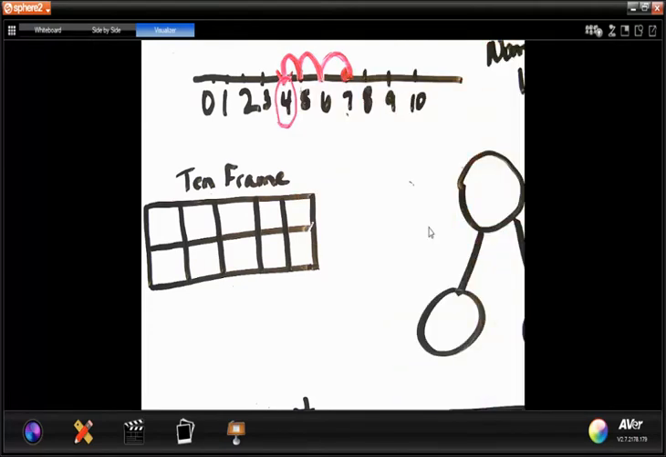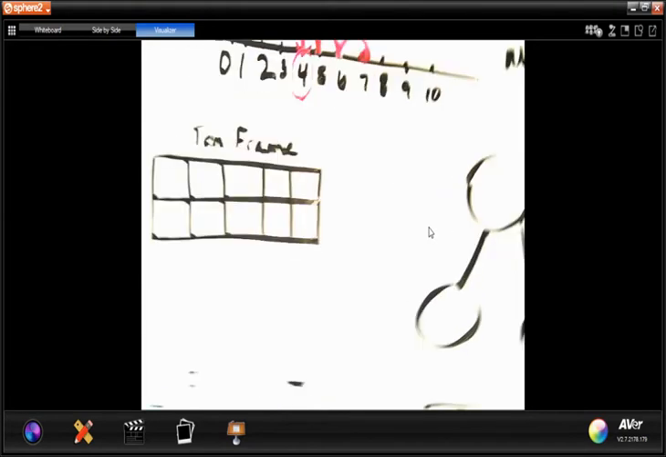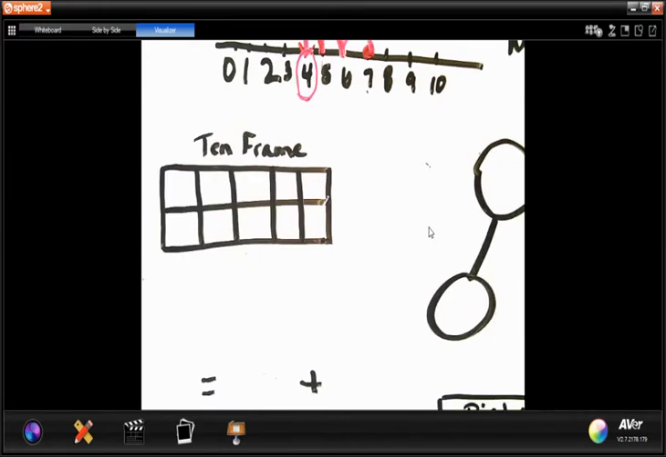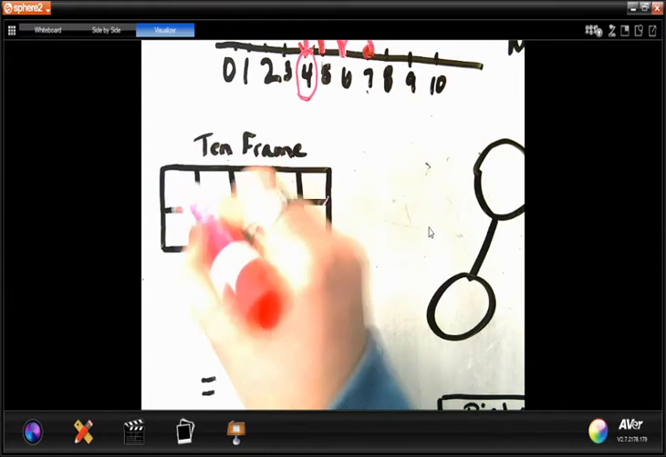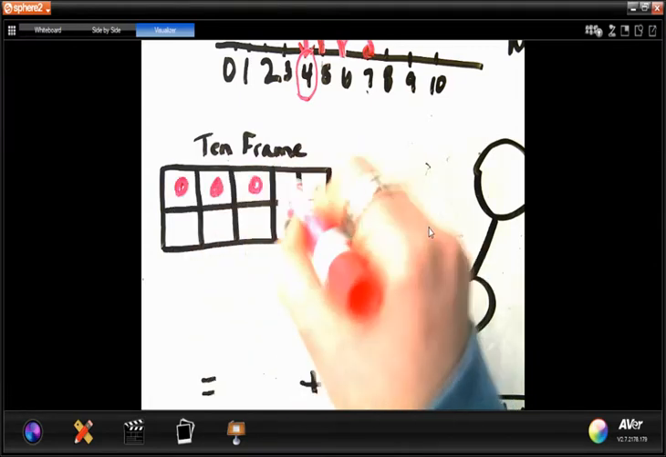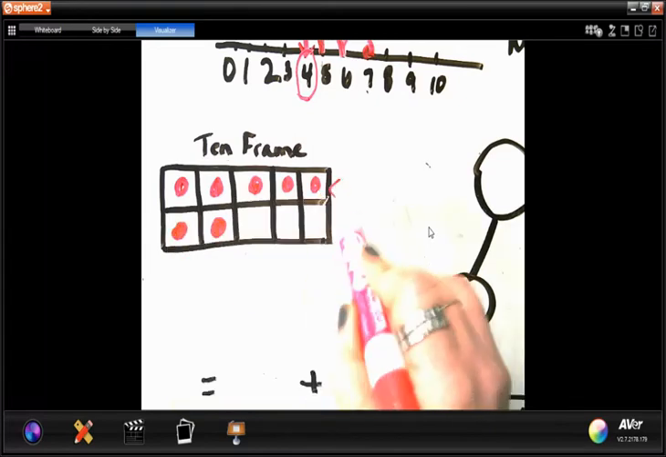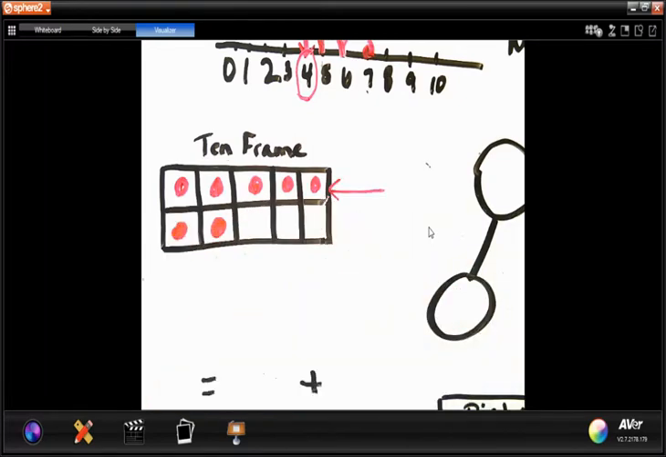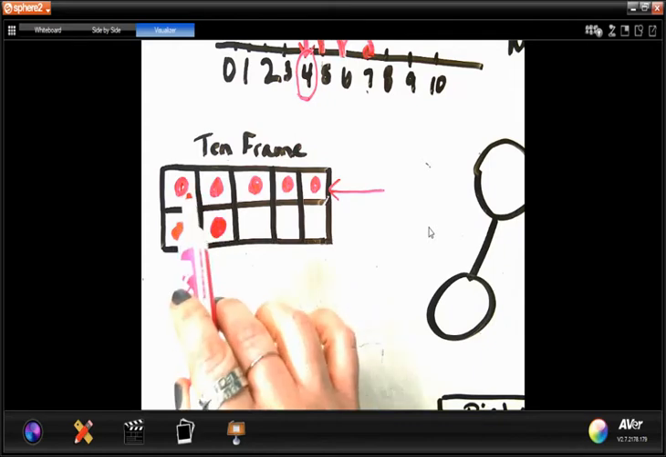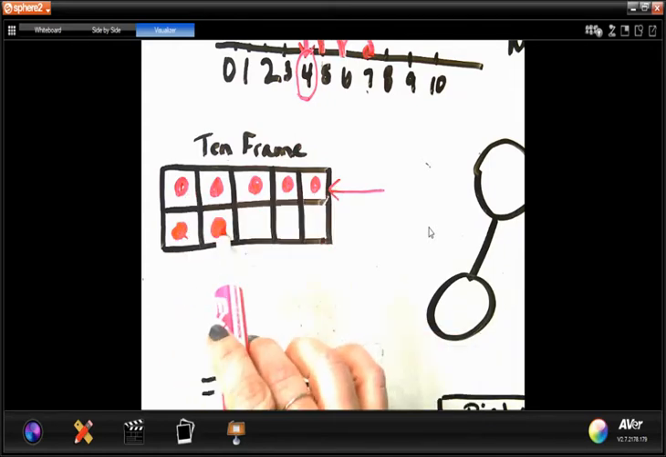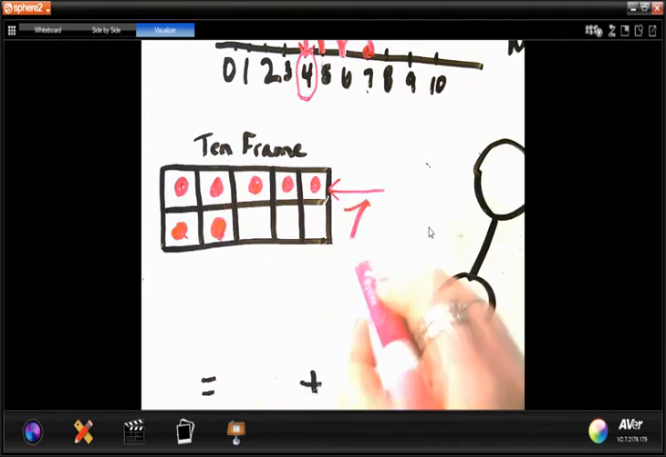Okay, let's figure out another way to compose and decompose numbers using a 10 frame. Mrs. Taylor has 5 fish that are red. 3, 4, 5. And 2 fish that are blue. 1, 2. How many fish does Mrs. Taylor have altogether? Well, we know that this is a 10 frame, which means if all of the line is covered up, it's 5. And if the bottom is covered up too, it would be 10. So I know that I have 5, 6, 7.